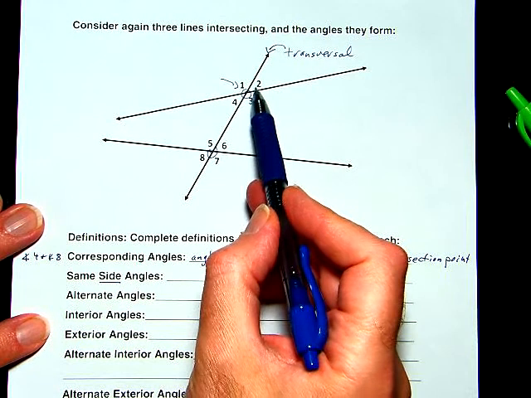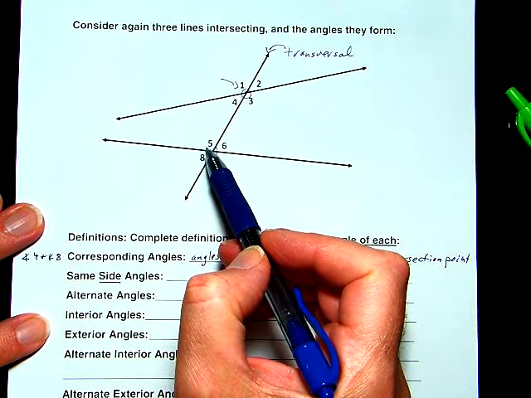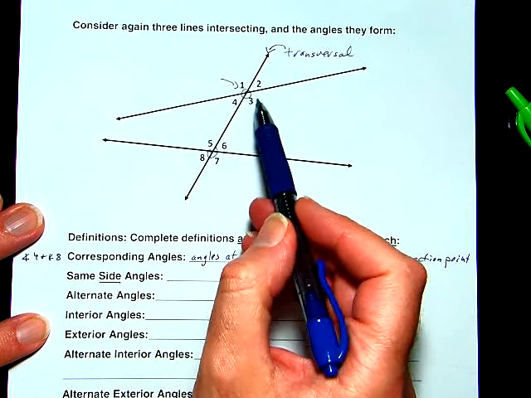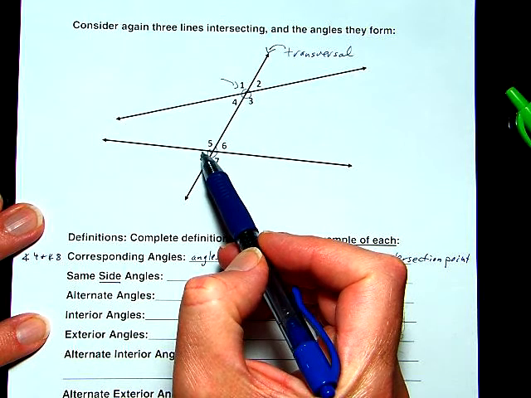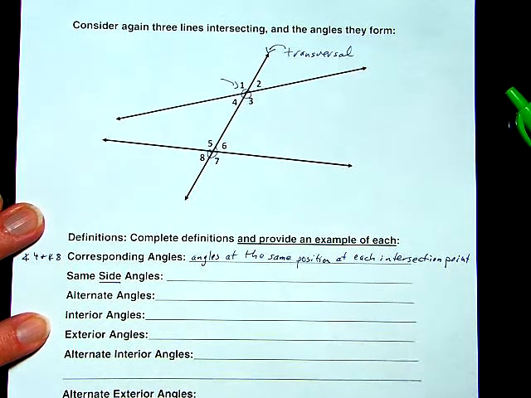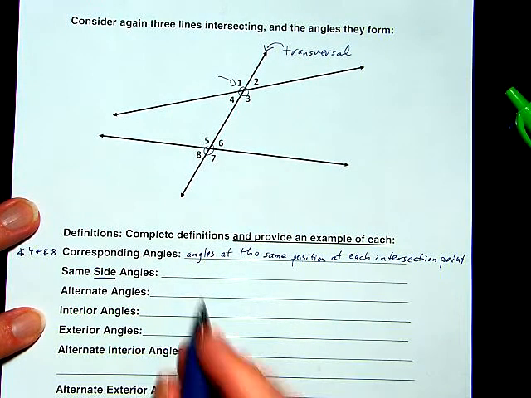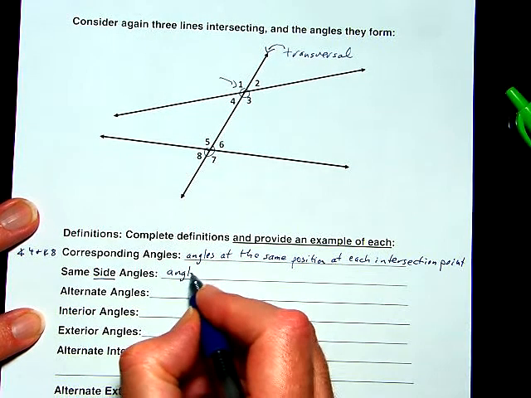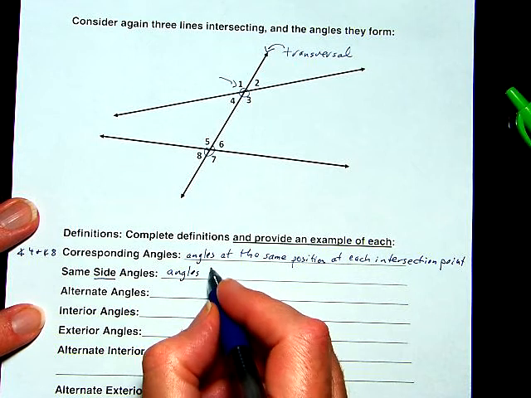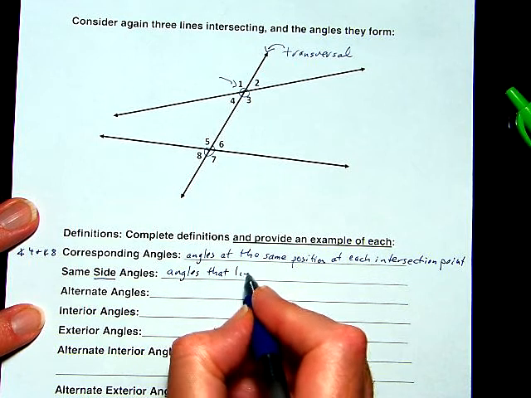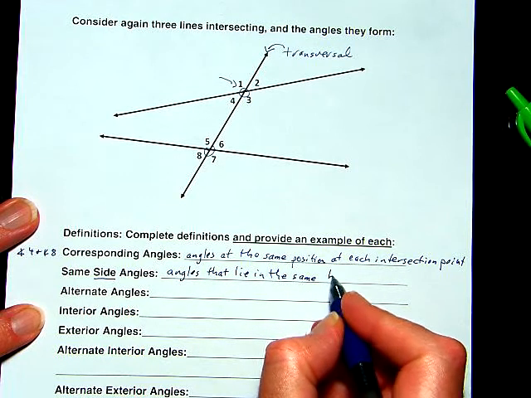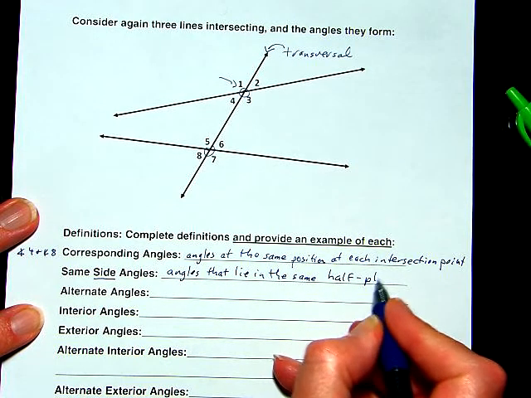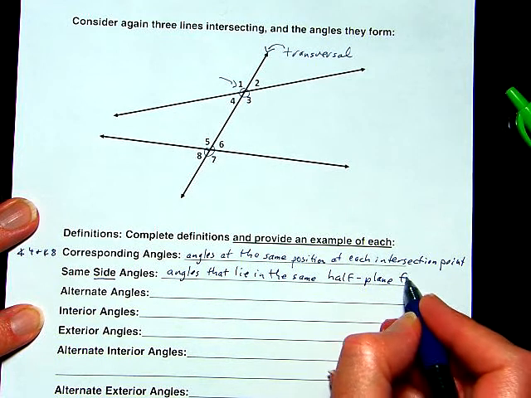However, angle 2 and angle 5 would not be same side angles because angle 2 is on the right side of the transversal and angle 5 is on the left side of the transversal. Okay, so same side angles are angles that lie in the same half plane formed by the transversal.